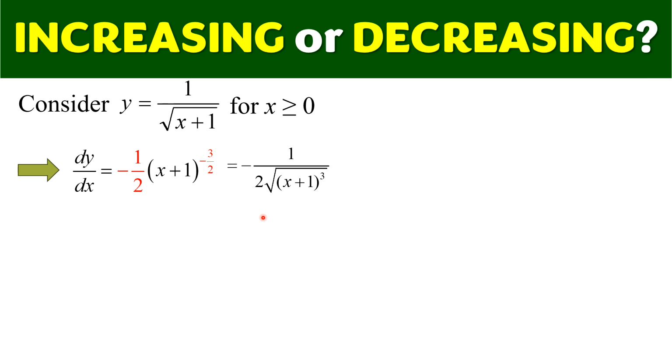Now, let's take a look at the condition. Over here, we are given that x is greater than or equal to 0. But don't forget, x is at the denominator.